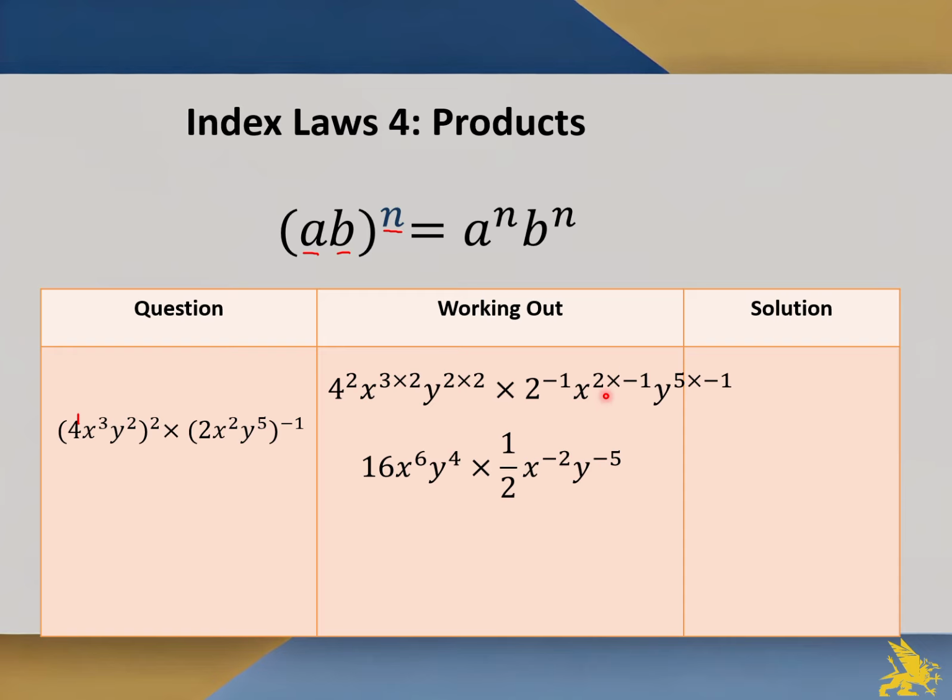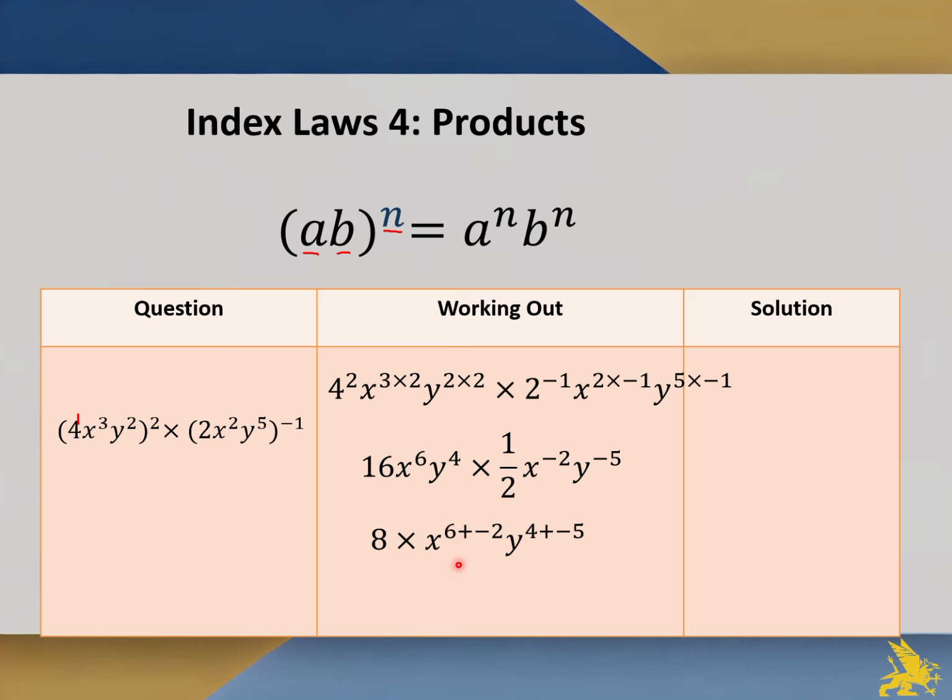x to the power of 2 times -1 is just -2, and y to the power of 5 times -1 is -5. This is where we can simplify it further. So I'll just look at my coefficients. Half of 16 is 8. And then with my powers, because we're timesing, I just take them away. I group them when the base is the same.